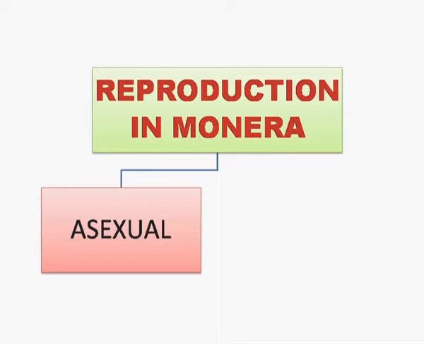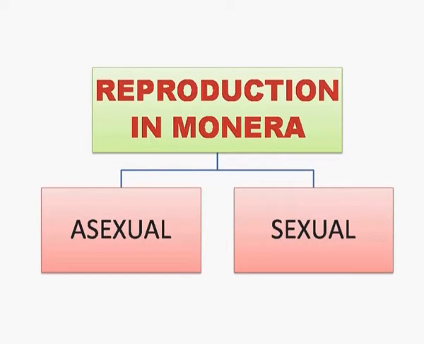You can list out the differences between the asexual and sexual mode of reproduction on a chart paper, or you could also make the various steps of the asexual and sexual mode of reproduction with the help of plasticine, as you have done earlier on. Do you know how curd is set?